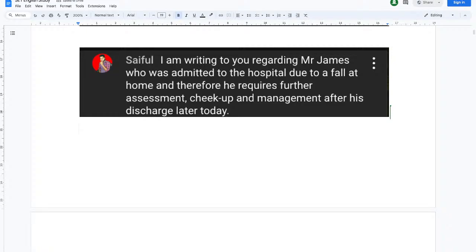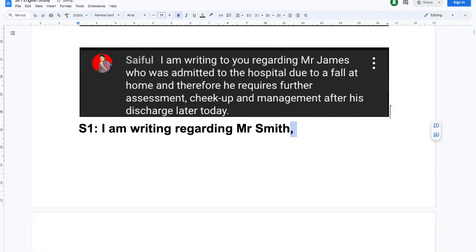James, who was, so again, sentence one, don't forget the comma. Where's the comma? Right, so I'm writing, you don't need to say "to you." You can just say, I am writing regarding Mr. And I think we said Mr. Smith. Okay, comma. Don't forget that comma. Who was admitted to hospital due to a fall at home and therefore he requires further assessment.